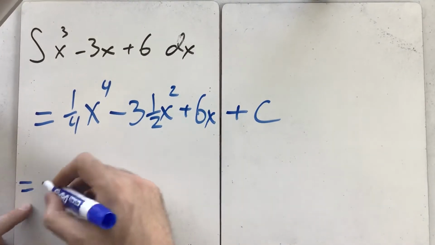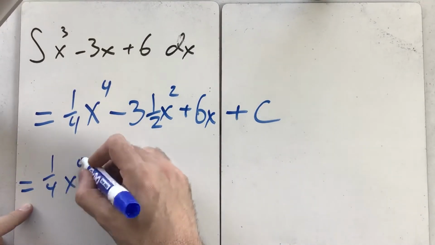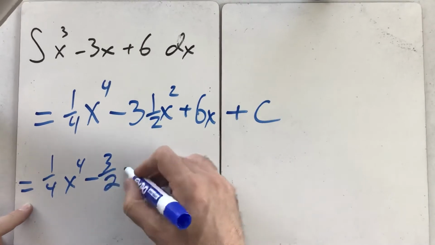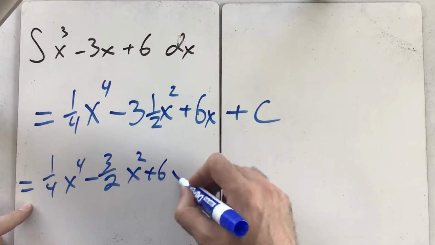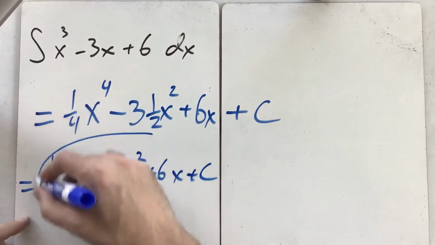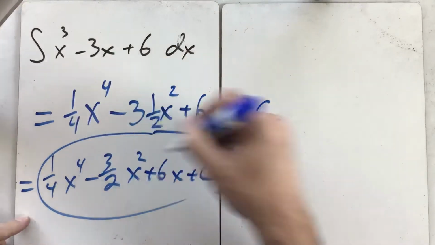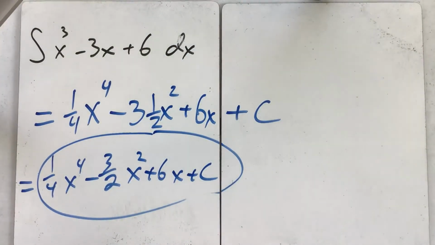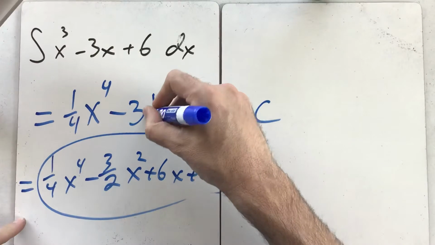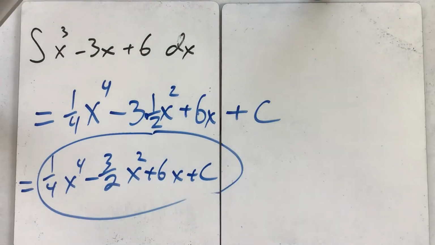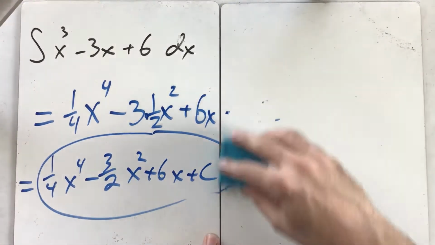If I wanted to clean it up just a little bit: 1/4 x to the 4th minus 3/2 x squared plus 6x plus c. You could have circled that too. That's fine. It's not 3 and a half, it's 3 times a half. That distinction is important. Hopefully that makes a little bit of sense. Let's go to the next problem.